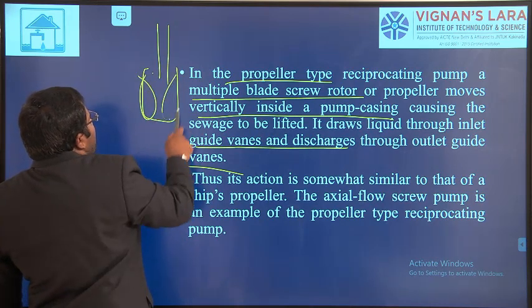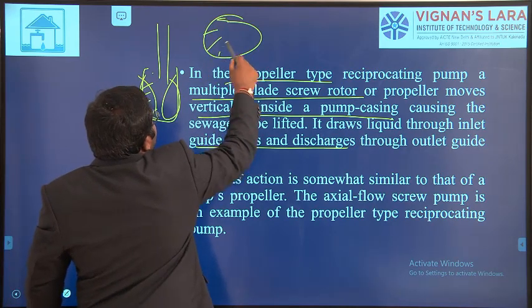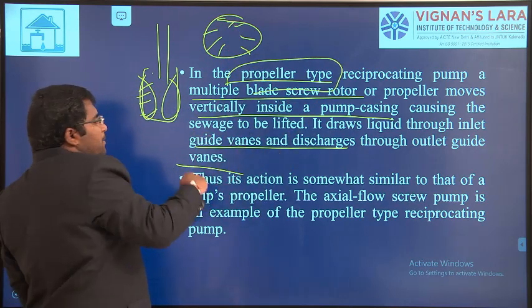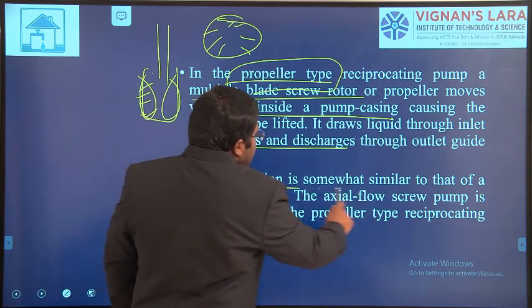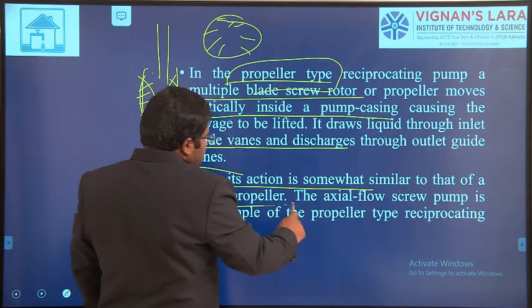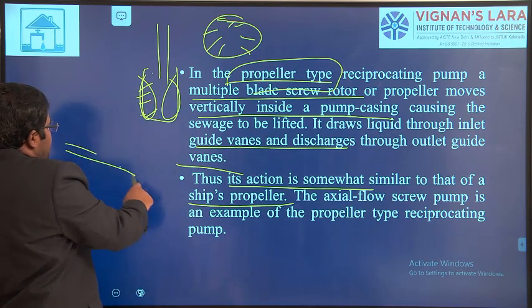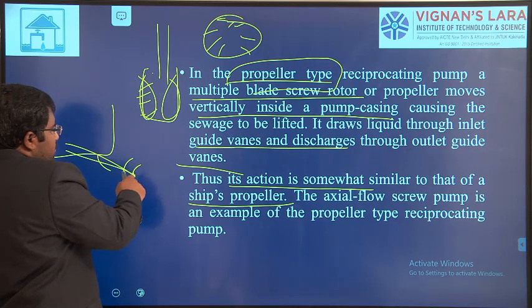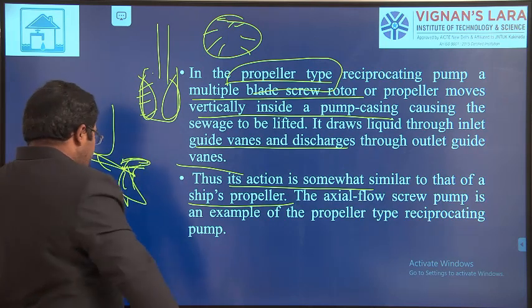We have two sides, okay. So like this we have guide vanes, okay. By using that, it is called propeller type. Basically ram type will be used always, okay. Thus its action is somewhat similar to that of a ship's propeller, okay. Ship's propeller means we have blades, taking a ship for example. So here some kind of vanes will be there. It will rotate like that, okay.